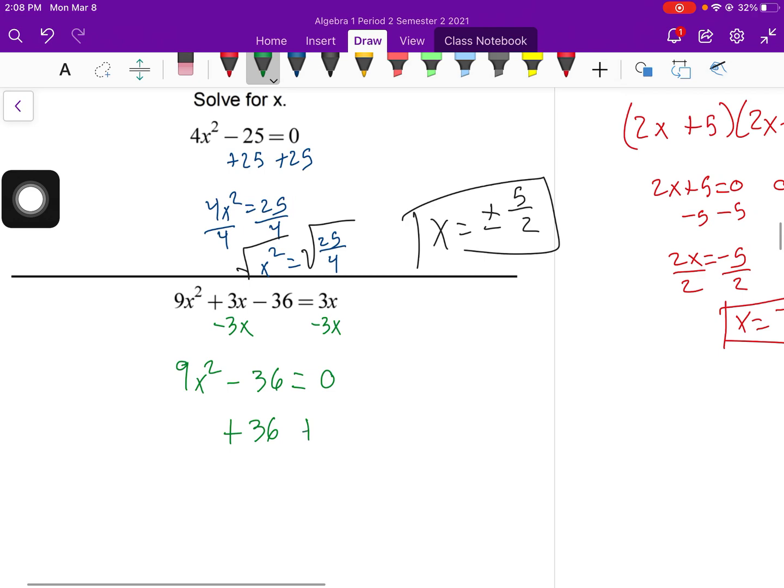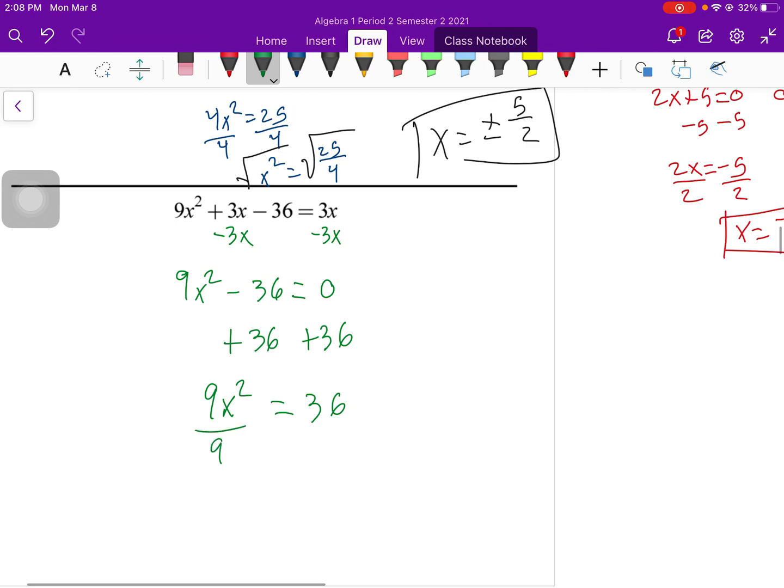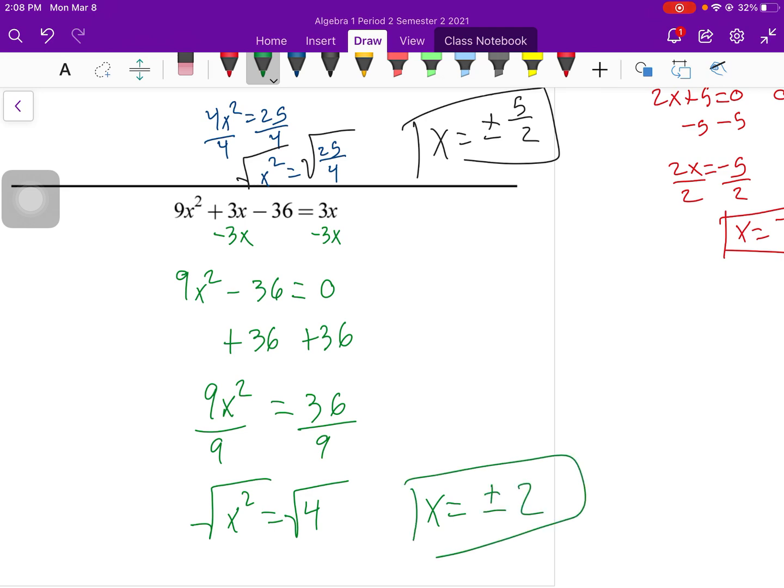So I'm going to add 36 to both sides. Gives 9x squared equals 36. Divide both sides by 9. X squared is equal to, well, 36 divided by 9 is just 4. So when we take the square root of both sides, we get that x is equal to positive or negative 2. So you could write x equals 2 or x equals negative 2. It's another way of writing the exact same thing.